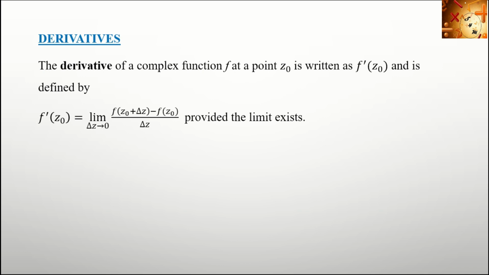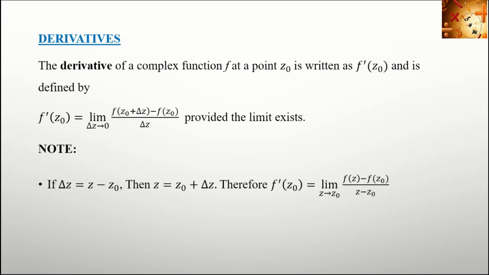Next, moving to derivatives. The derivative of a complex function f at a point z0 is written as f dash of z0 and is defined by, this is the formal definition, f dash of z0 equal to limit delta z tending to 0, f of z0 plus delta z minus f of z0 divided by delta z, provided the limit exists. This is the formal definition of derivative.